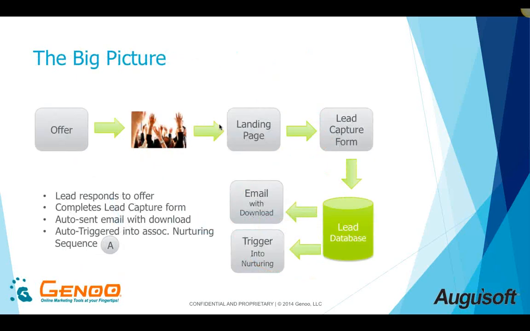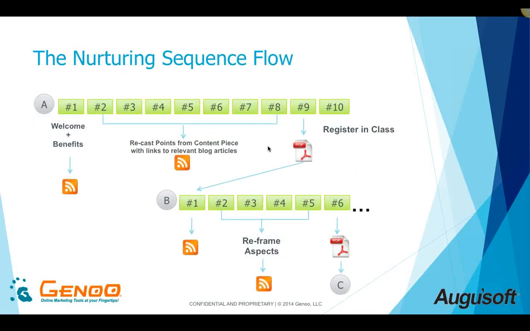So let's look at the big picture here. The big picture is leads respond to an offer that you make. They complete a lead capture form that's on a landing page. They're auto-sent an email with the downloads so they can go get it. That way you know you have a good email. So you don't want to take them right to it. You want to know you have a good email on the form, and then they're automatically triggered into a nurturing sequence that's associated with that download. So you've got a flow going.